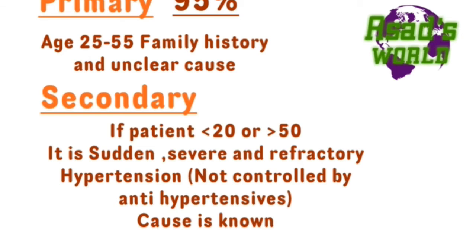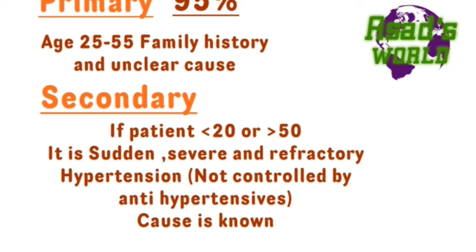In secondary hypertension, you will first consider that if the patient is less than 20 or greater than 50, or it has happened suddenly, there is no significant history in this patient, and it's severe. Unlike primary, where the increase is just 20 to 30, it may increase by like 40 in systolic, or it's very severe. You will consider it secondary hypertension.